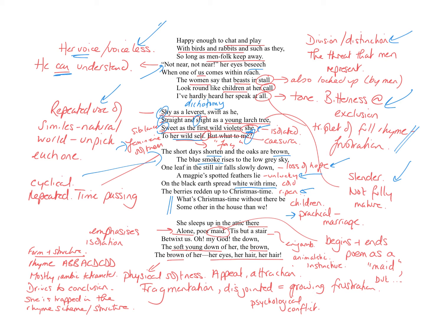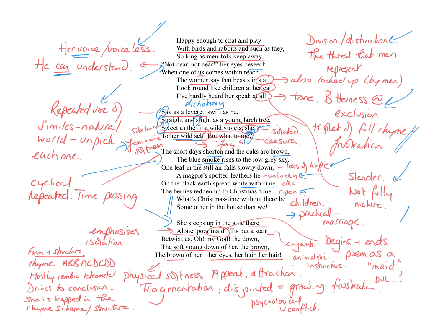"There's more at harvest time to do than bide and woo." He's thinking, what's the point of having a wife if she doesn't provide you with children? And then that brings him right to this present moment. "She sleeps up in the attic there, alone, poor maid, 'tis but a stair betwixt us." So we get this impression again of tense, the immediacy of that present tense at the end. We are drawn into being with the speaker, drawn into being with the farmer as he's waiting at the bottom of the stairs. So, she's sleeping up in the attic, she's alone.